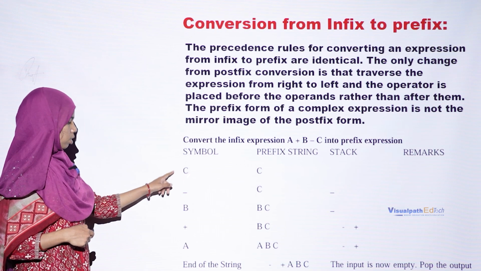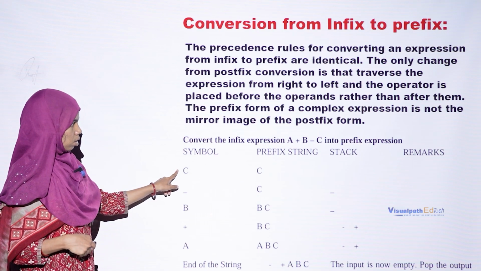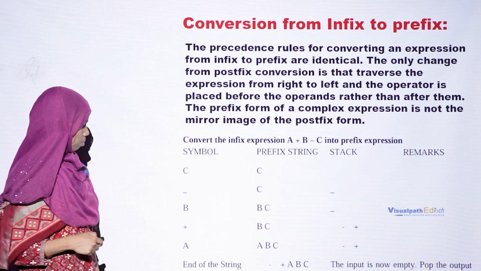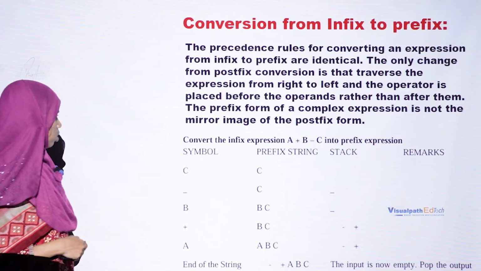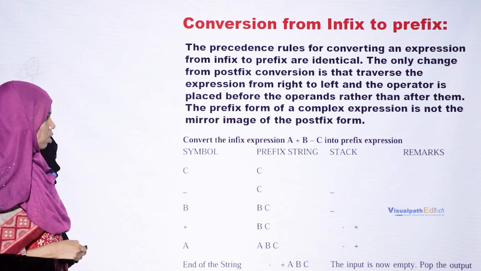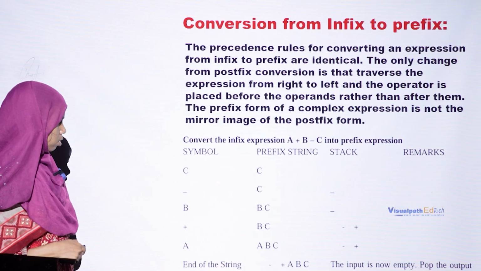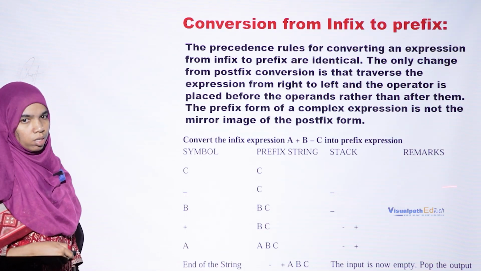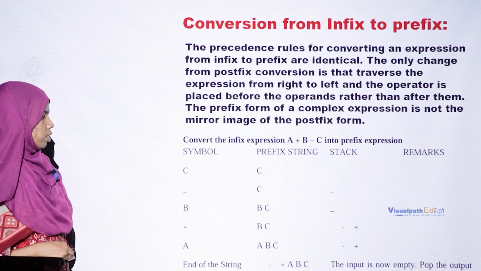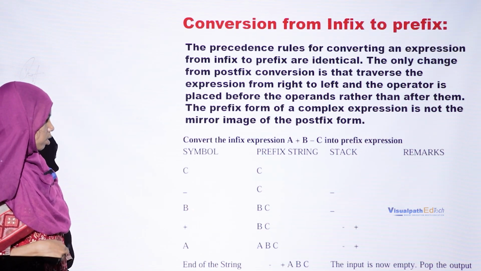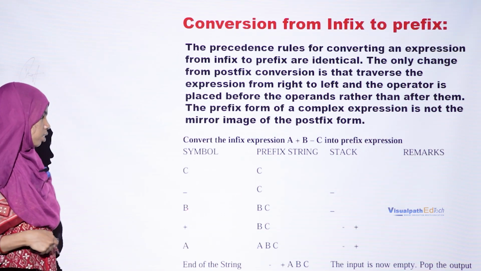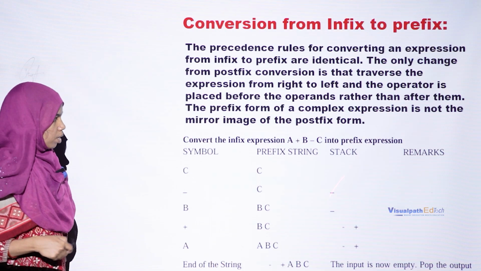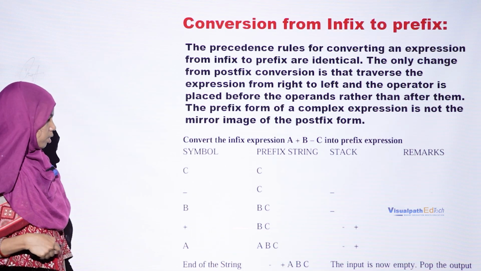First of all, the given expression is a plus b minus c. So the given symbol is c. So c remains as it is in the prefix. Minus has been encountered, so we push minus into the stack. The prefix remains as it is. The next element is b, so it is an operand. It will be moved into the prefix, and the stack remains as it is.